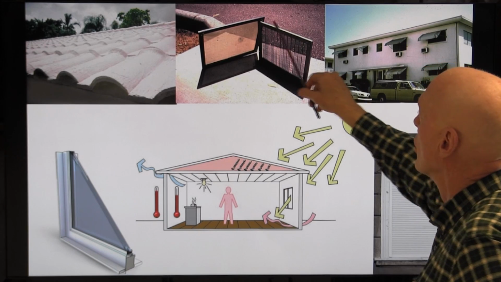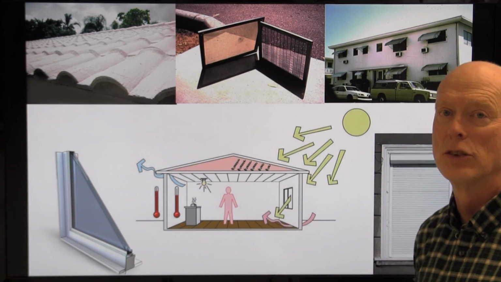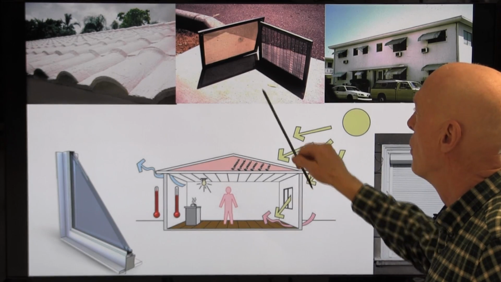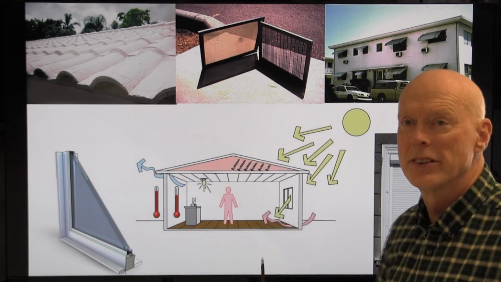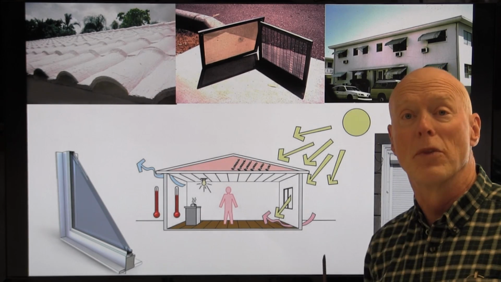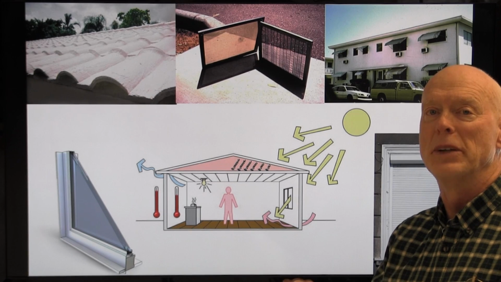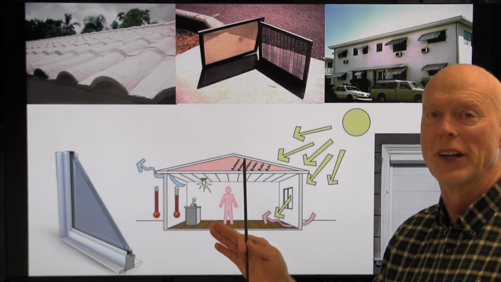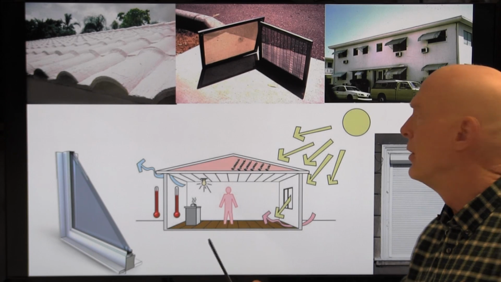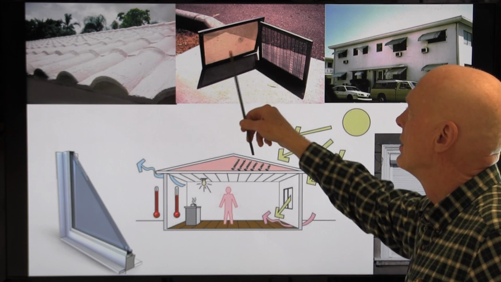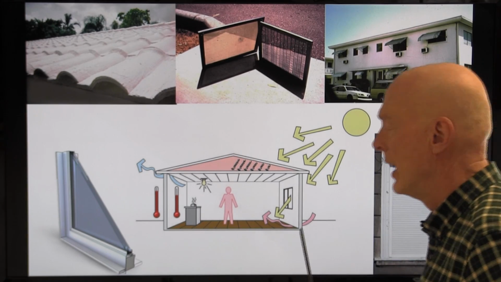Next would be solar screens or sunscreens. And what these solar screens or sunscreens do, they're installed on the outside of a window. They intercept the sun's rays, and they absorb the sun's rays, and they allow that heat to be dissipated outside the building. They don't allow most of the sun inside the building. They're anywhere from 70% to 80% efficient in blocking solar radiation.